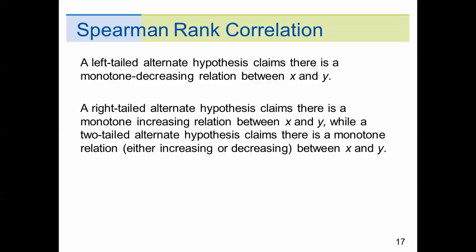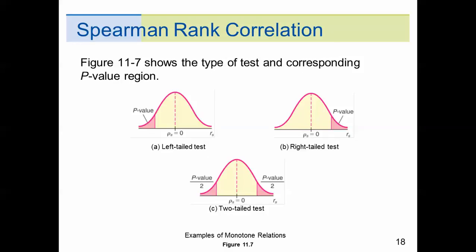A left-tailed alternate hypothesis claims that there is a monotone decreasing relation between X and Y. A right-tailed alternate hypothesis claims that there is a monotone increasing relation because it's positive. Positive means as X is increasing, Y is increasing. If that correlation was negative, then it's a decreasing relationship. As X gets bigger, Y is getting smaller. Okay, so then you have the whole left-tailed, right-tailed tests like we've done before.